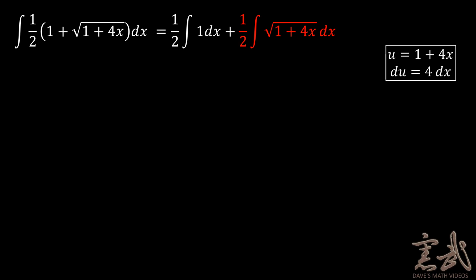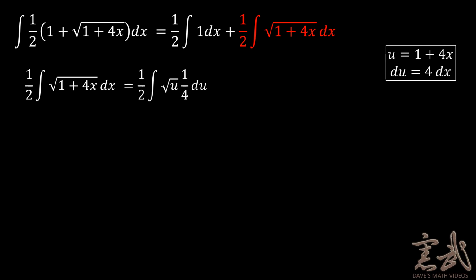If we let u equal 1 plus 4x, this means that du is equal to 4 times dx, and it means that dx is equal to 1/4 du. We can now carry out the u substitution on this integral, and we get 1/2 times the integral of the square root of u times 1/4 du. And this gives us 1/8 times the integral of the square root of u with respect to u.